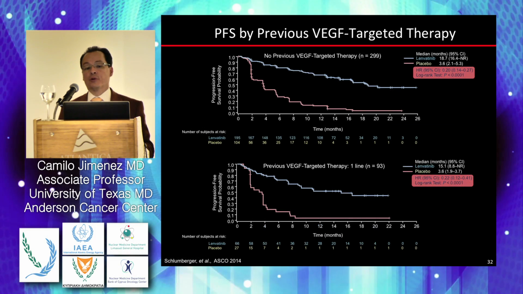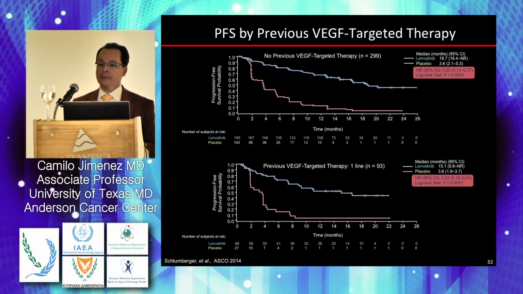When you look at the progression-free survival, depending on the use of prior anti-angiogenic therapy, in patients who were naive to anti-angiogenic therapy, there was an improvement in survival. And in patients who were treated before with anti-angiogenic therapy, that improvement in progression-free survival was also noticed. In other words, the use of other anti-angiogenic medications did not prevent a drug like Lenvatinib from working in these patients.